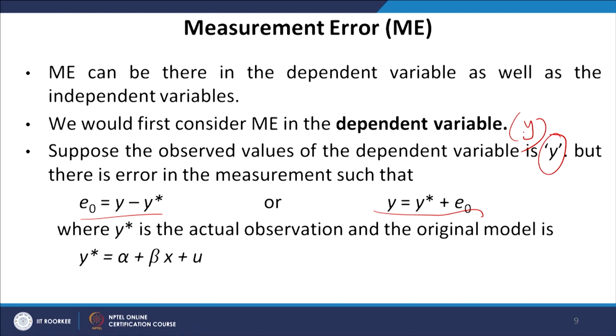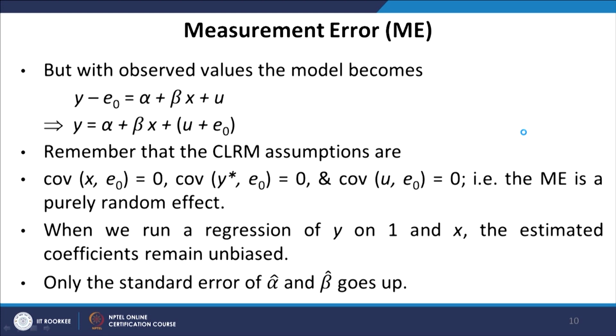The original model is y star equals alpha plus beta x plus u, but what we are observing is y. So, since y star is equal to y minus E naught, we have y minus E naught equals alpha plus beta x plus u, which implies y equals alpha plus beta x plus u plus E naught. So, now I have a larger error term.